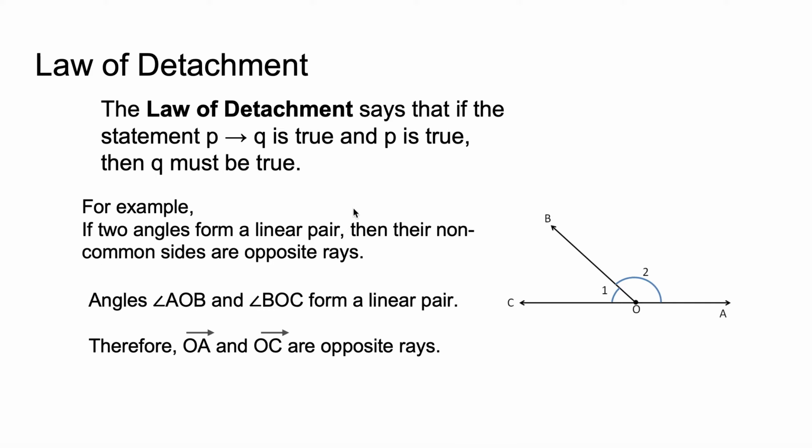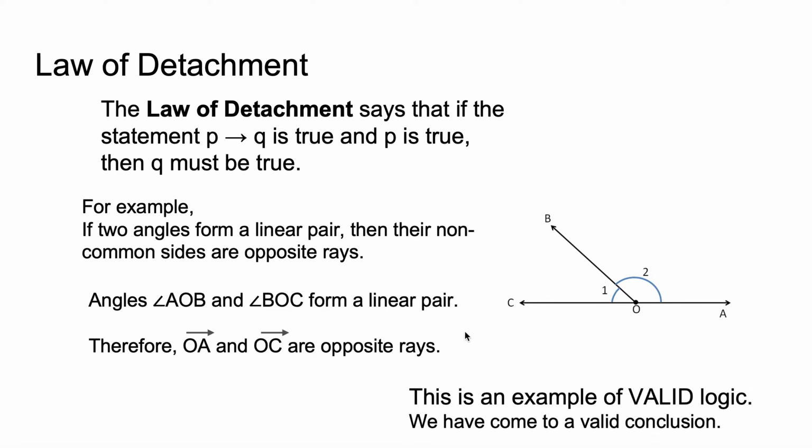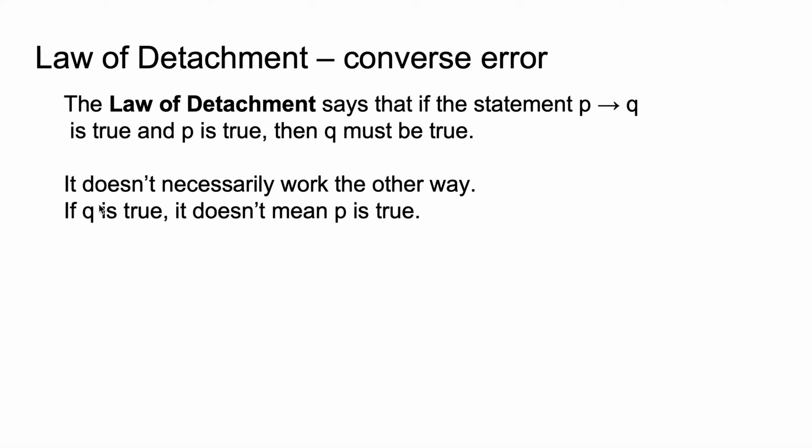So this is our if P then Q. This is P, and this is Q. If this is true and this is true, then our conclusion. If our conditional statement and our hypothesis are true, then our conclusion must be true. And that's valid logic. However, it doesn't necessarily work the other way. If Q is true, it doesn't mean P is true. If your conclusion is true, it doesn't mean your hypothesis was true.